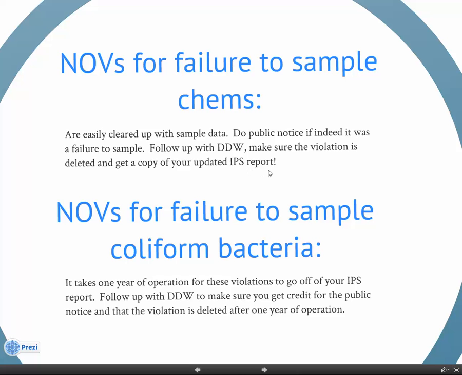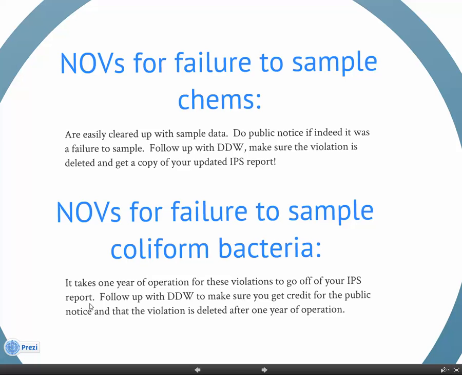That's important to follow up. Now, the failure to sample coliform bacteria violations, those hang around for a while. They hang around for 1 year of operation, which for a system that's operating year round, it's going to take you 12 months to get rid of the points, the IPS points from not taking the required samples.